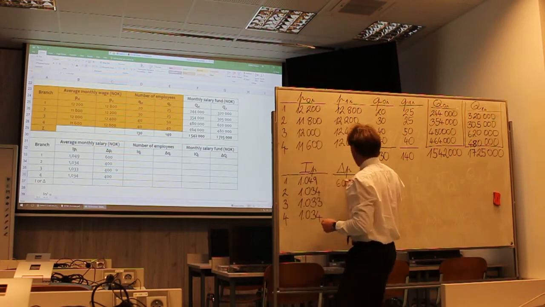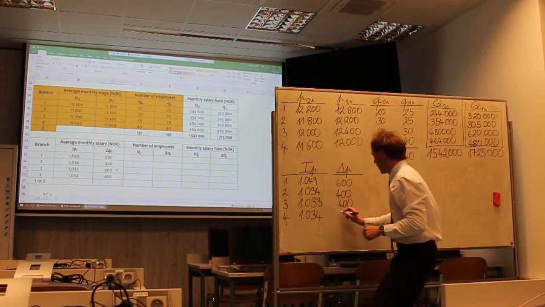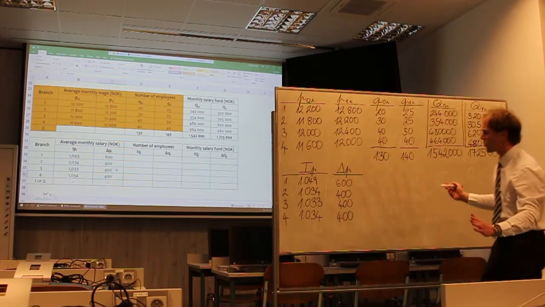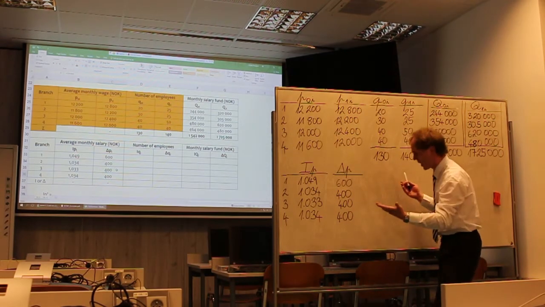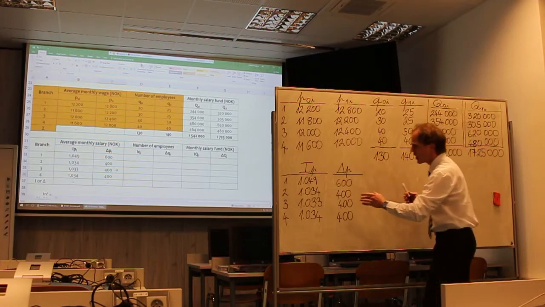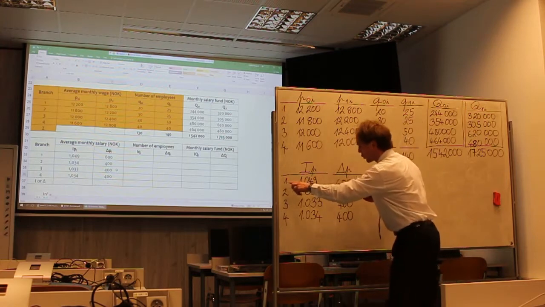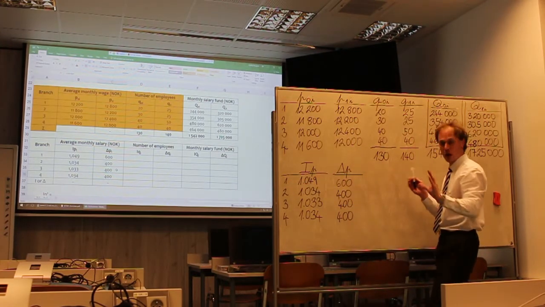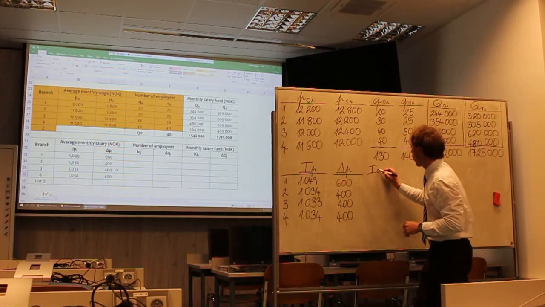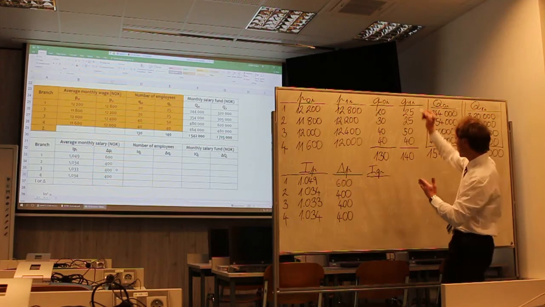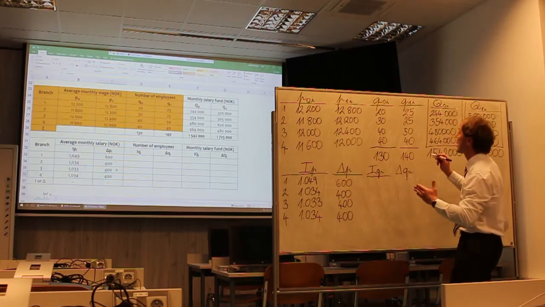So 600, 400, 400 and 400 Norwegian crowns. Absolute difference. Values are positive. It's increase. You increased wages between year 2010 and 2011 in the first branch office by 600 Norwegian crowns. We will continue with index for quantity and absolute difference for quantity.